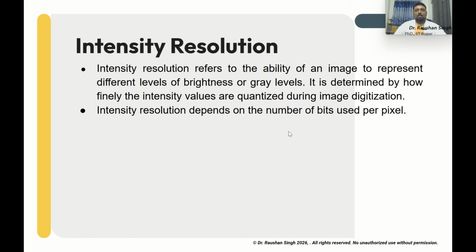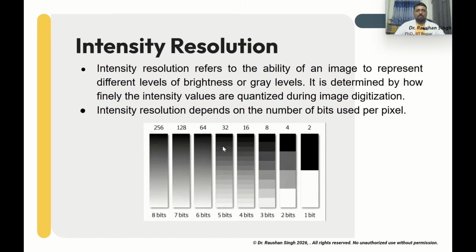Now comes intensity resolution. You saw spatial resolution, now this is intensity resolution. Intensity resolution is very similar to the quantization levels you saw, it is based on that only. Intensity resolution refers to the ability of an image to represent different levels of brightness or gray levels. It is determined by how finely the intensity values are quantized during image digitization.